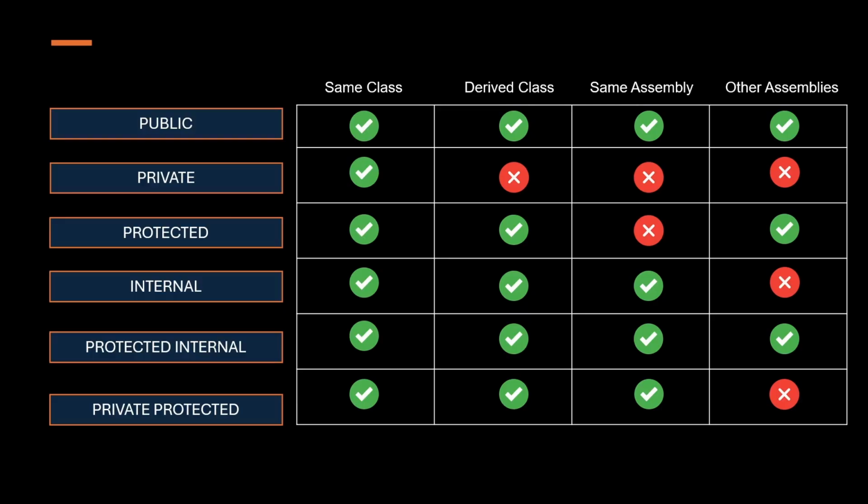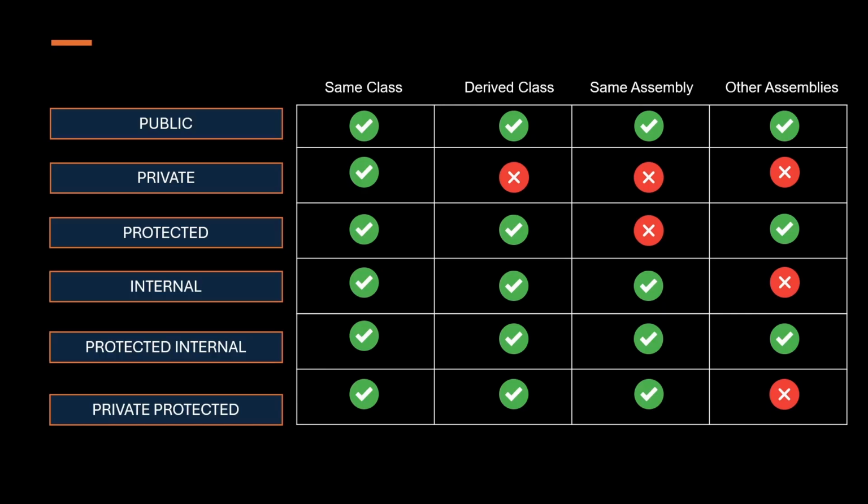Coming to the next one, which is protected internal. A combination of protected and internal is what is the protected internal access modifier. So, which means that anywhere within the same assembly or a derived class outside the assembly, it's accessible: within the same class, the derived class within the same assembly, and also from a different assembly if it is a derived class. We need to keep in mind, be it protected or protected internal, for other assemblies, it's only available for the derived class. That's the point to be remembered.